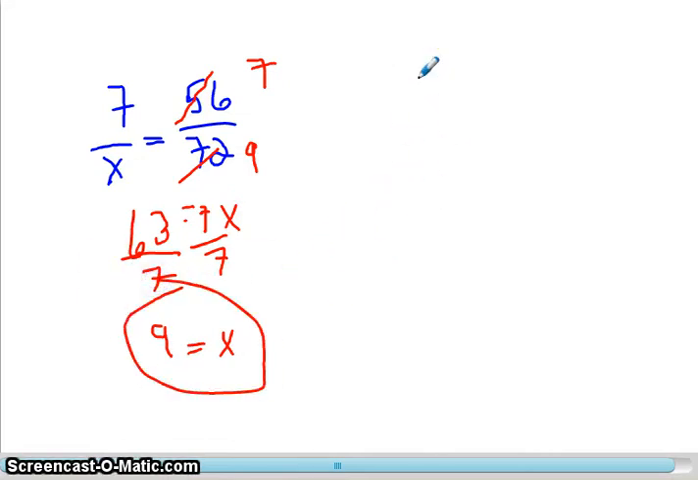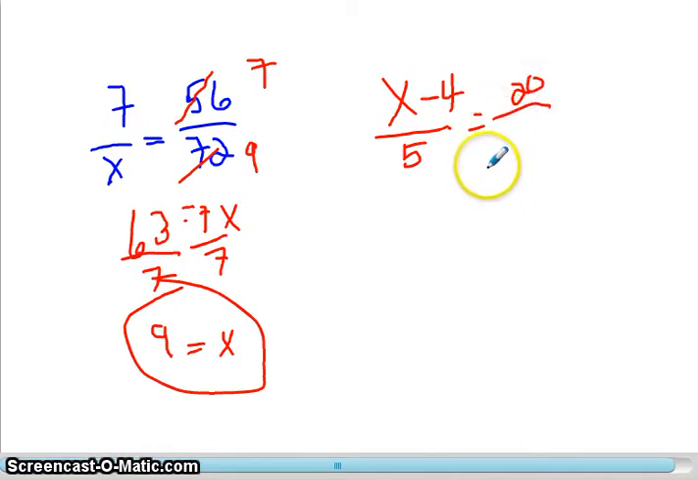Alright, then they'll have some of the things that will trip you up a little bit, like x minus 4 over 5 equals 20 over x minus 4. Alright, so again, we solve by cross multiplying. 5 times 20 is 100. So that's the easy side.